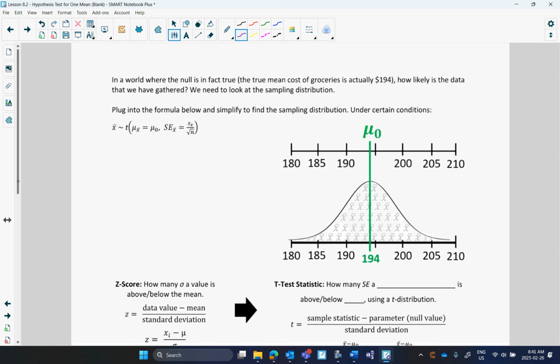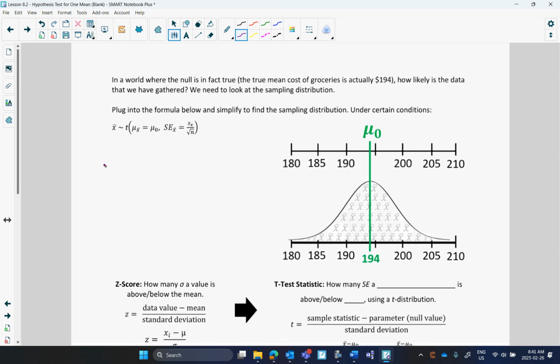Okay, so in order to find the p-value, we need to establish that, yes, we can use a t-distribution. We need to establish the mean if we took several samples, and we need to establish the standard error of all these samples that we took. So if we took many, many samples, what's the probability of getting $199.45 or greater?